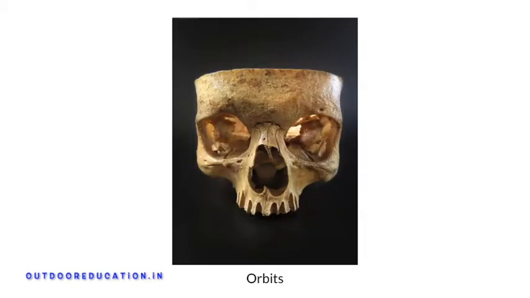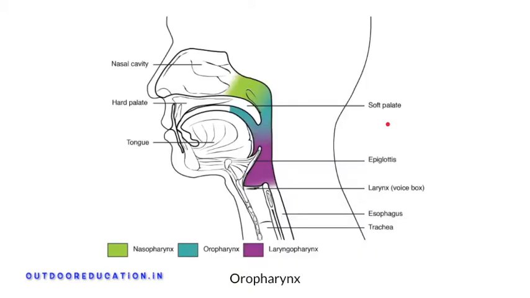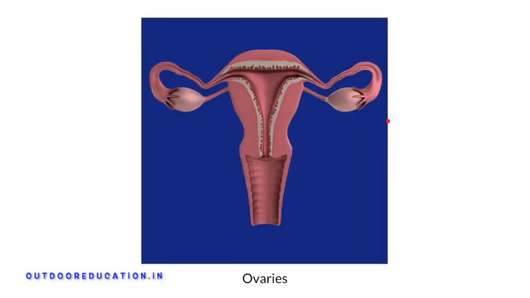We all have orbits. We have 2 orbits. These are the bones around our eye. So this is the orbit. Oropharynx, we just talked about it. It's the airway through the mouth. Ovaries are present in females. This is the egg producing organ.